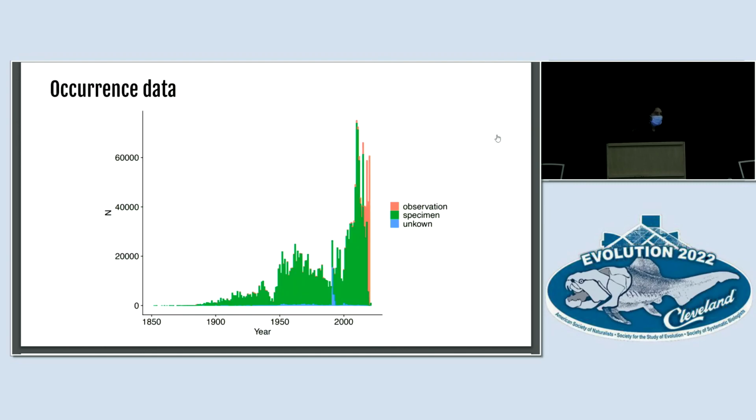Now, one of the problems, though, is that the data is quite biased. This is occurrence data for bees in North America. As you can see, the number of occurrences rapidly increases through time, both data that has been digitized by museums as well as observations from iNaturalist. And if we analyze this data naively, we may think, well, bees are doing great. They've been increasing through time.